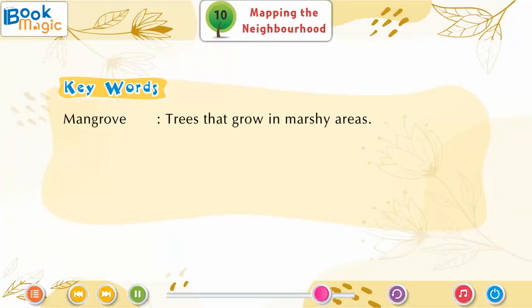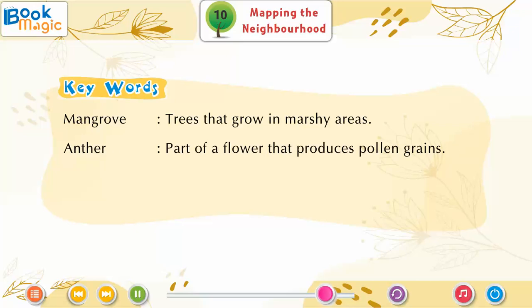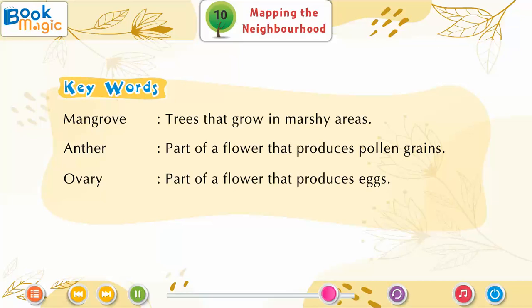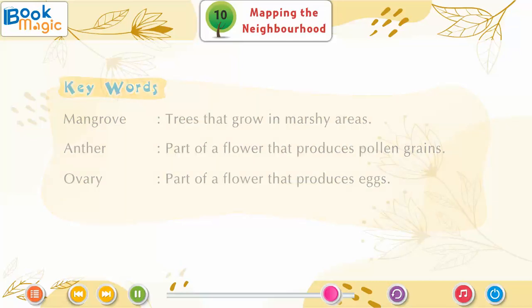Keywords: mangrove, trees that grow in marshy areas. Anther, part of a flower that produces pollen grains. Ovary, part of a flower that produces eggs.